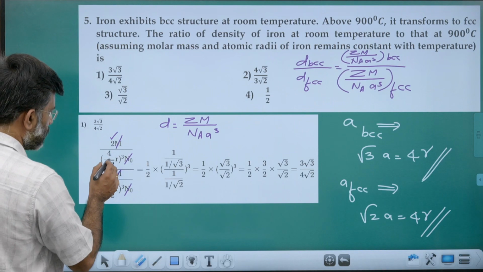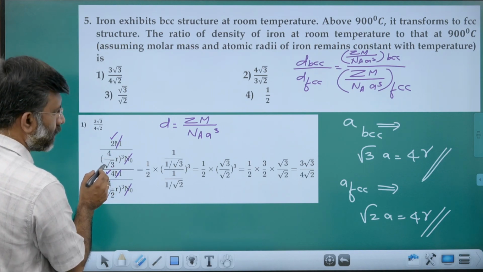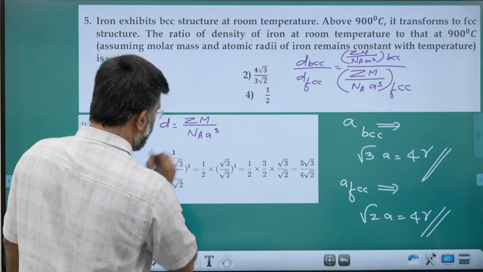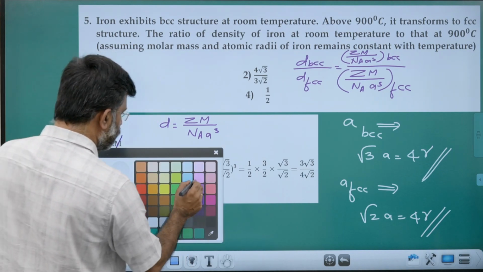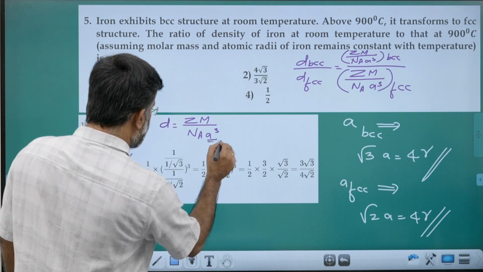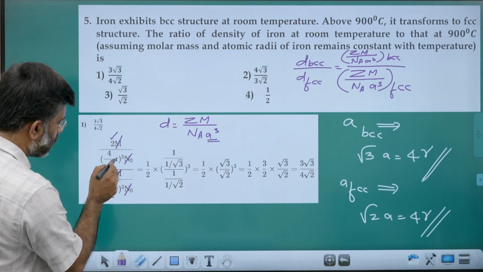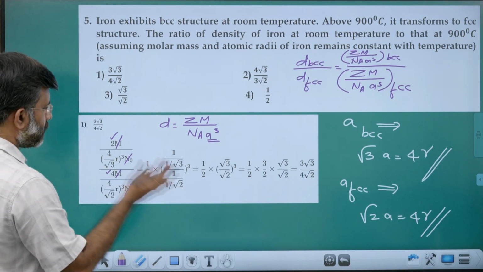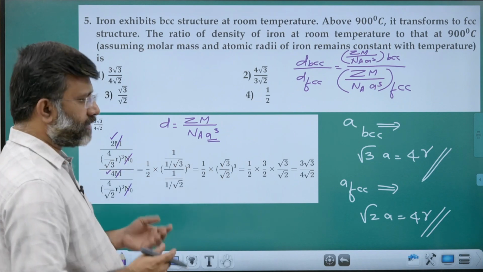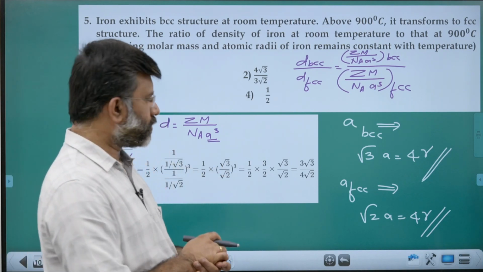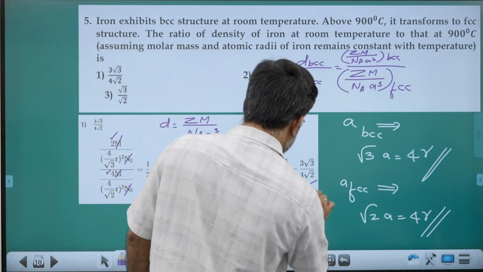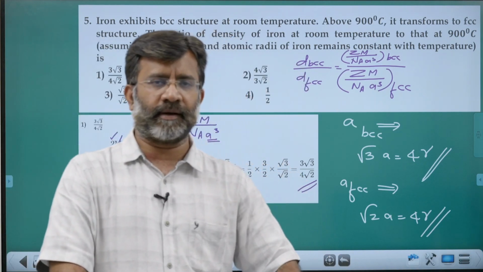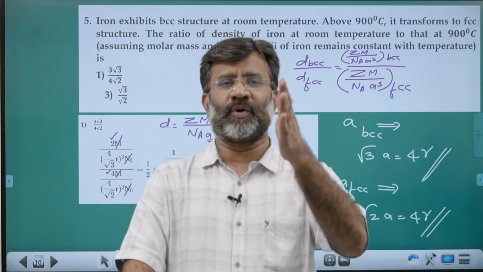So here A is equal to 4R by root 3, the whole cube. We are talking about A cube. So A cube in the first case, 4R by root 3 whole raised to cube, and 4R by root 2 whole raised to cube. Simplify. Keep on simplifying. Simple mathematical analysis to get the answer. What is the answer? 3 root 3 by 4 root 2.